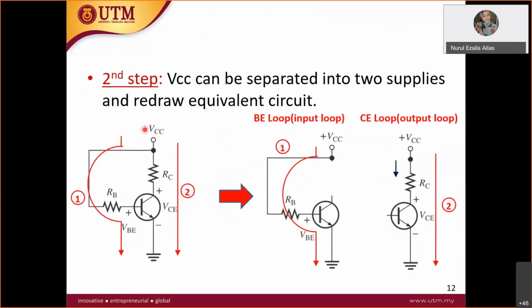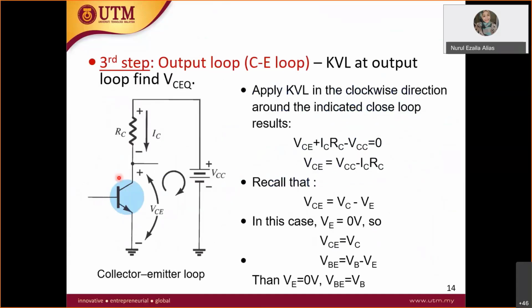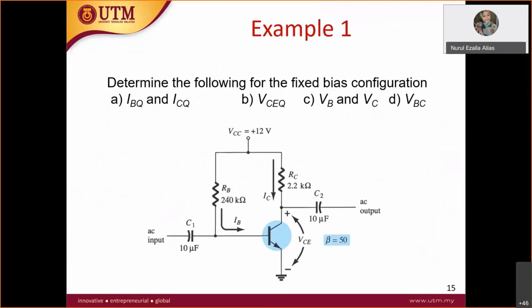So now you're solving the input part. This is the KVL. This is the output part, and this is the KVL. The third step is to apply KVL to the whole circuit, this is input and this is output. For better understanding, let's do example one. I'll show step by step for example one.